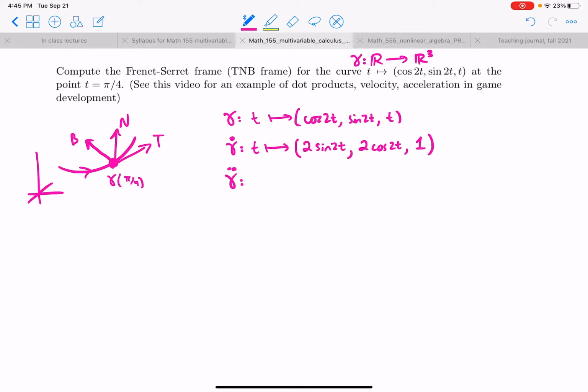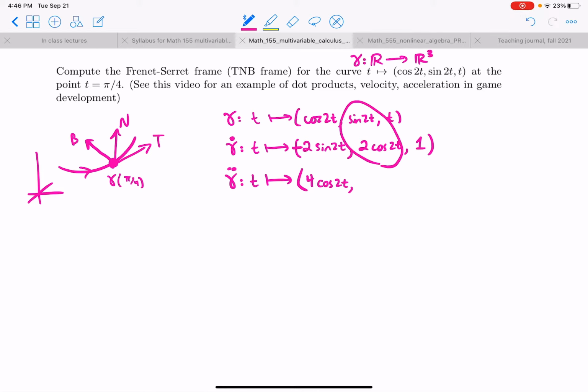Gamma double dot, the acceleration, sends t to, okay, derivative of this. Derivative of sine is cos. Chain rule pulls out a 2. Derivative of cos is, wait, did I mess up? Derivative of cosine is negative sine. Okay, so negative. So right from here to here, the derivative of cosine is negative sine.